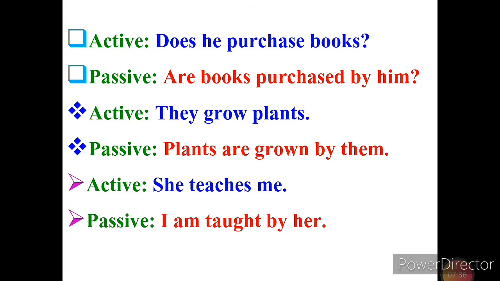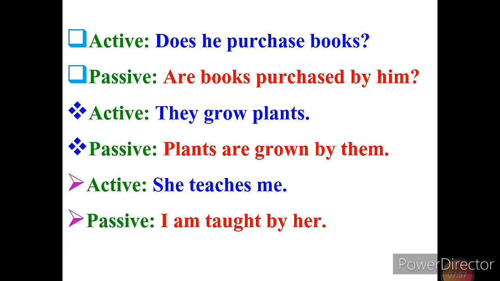Active voice. They grow plants. So here they is plural. We used base verb. They grow plants. Plants are grown by them. So plants also plural. Plants are grown by them.